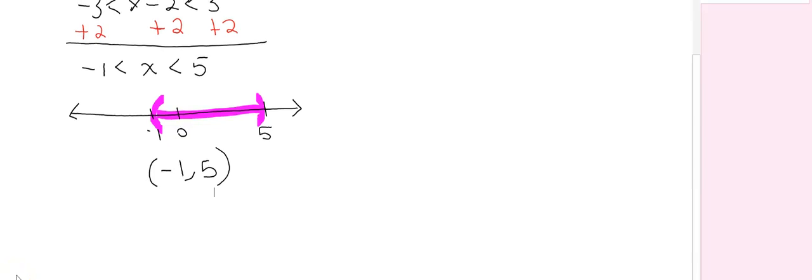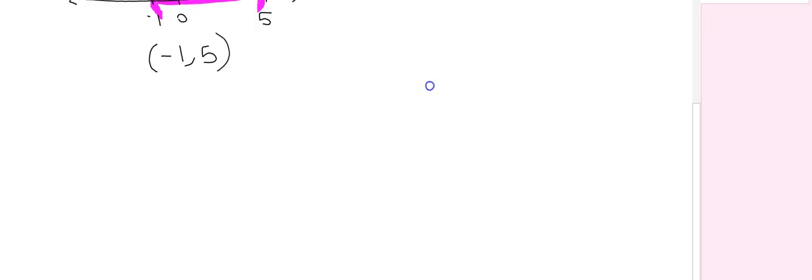I'm going to continue with the second example. Let's say, for instance, I ask you to solve the absolute value of 2x minus 5, close the absolute value, plus 2, less than 9. Okay, less than 9.